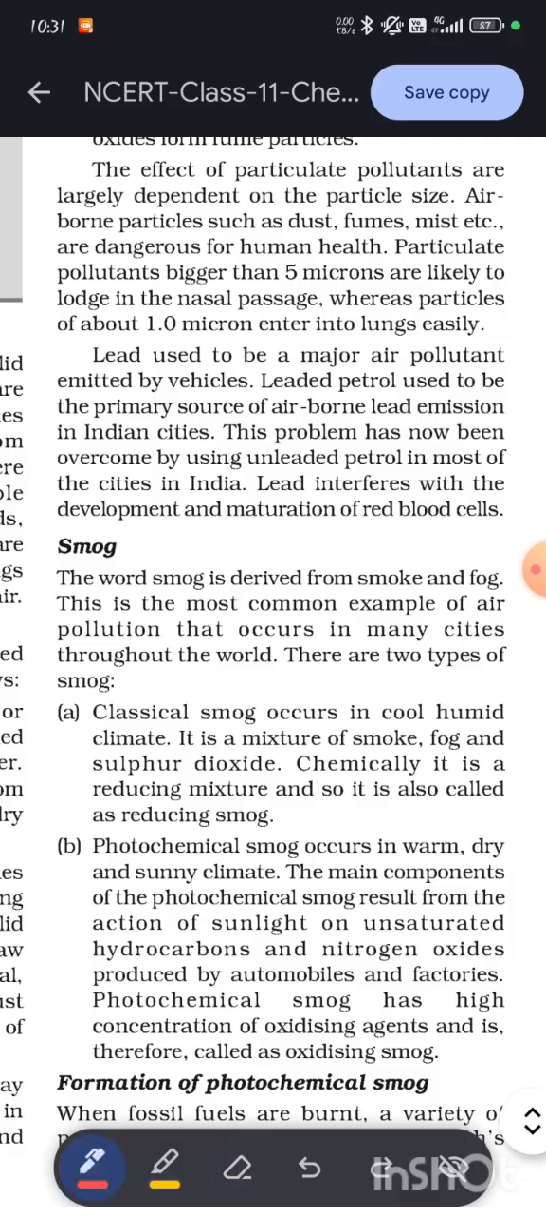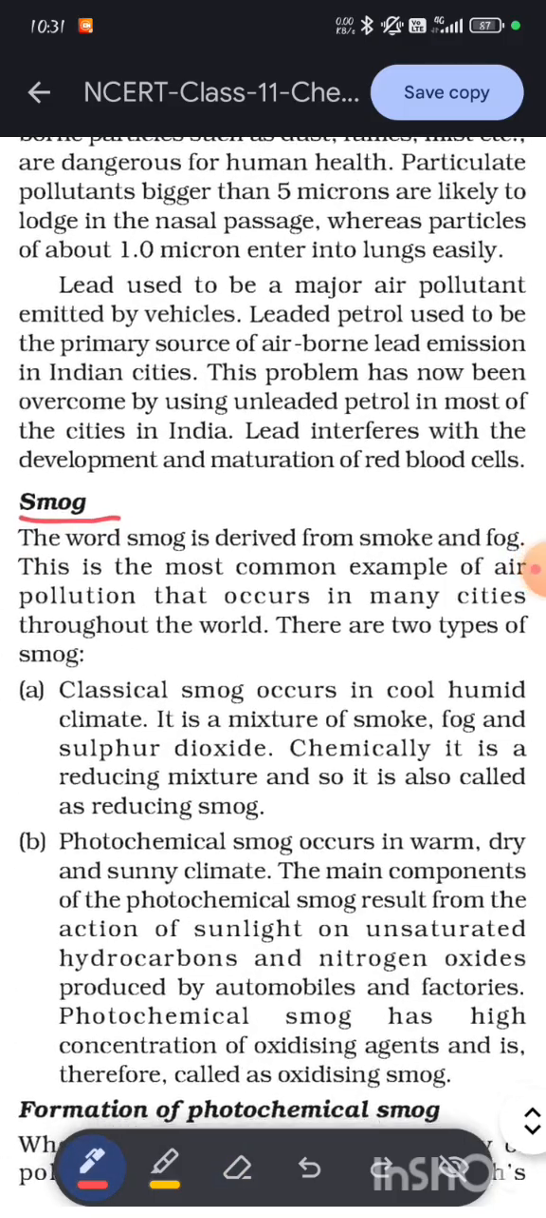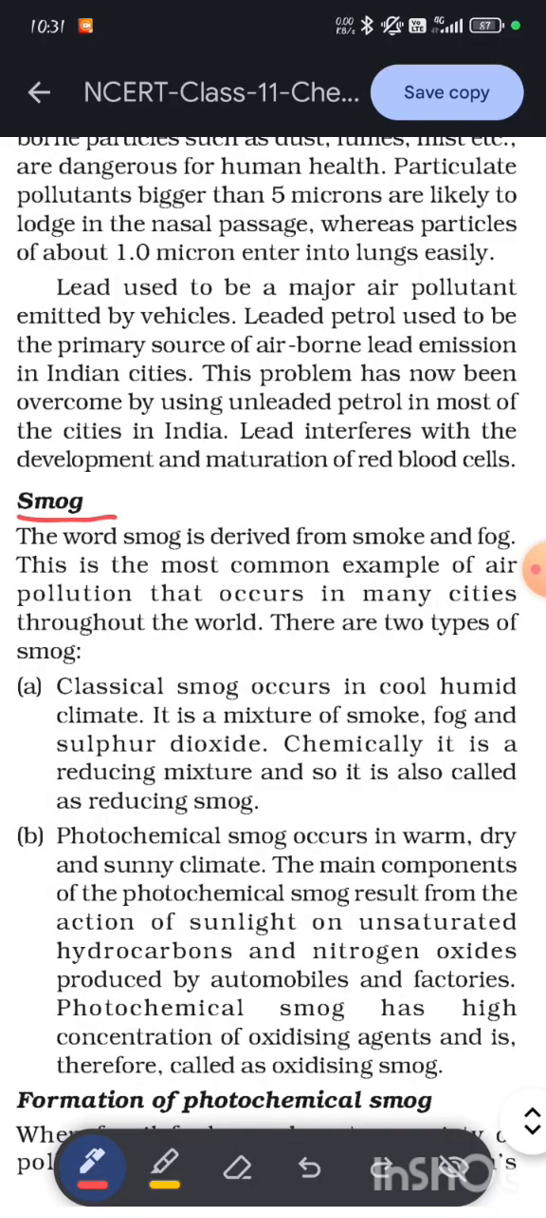Smoke नहीं smog. The word smog is derived from smoke and fog. This is the most common example of air pollution that occurs in many cities throughout the world. There are two types of smog.